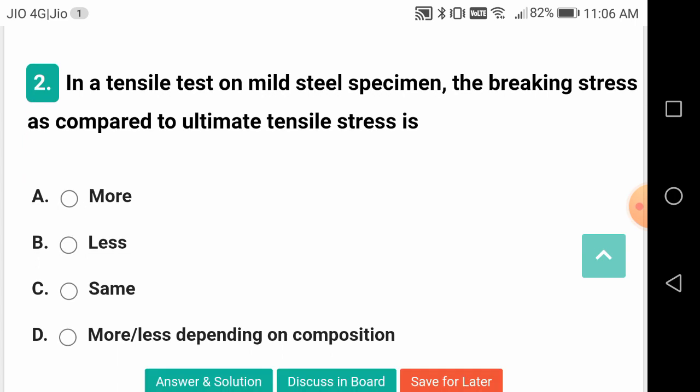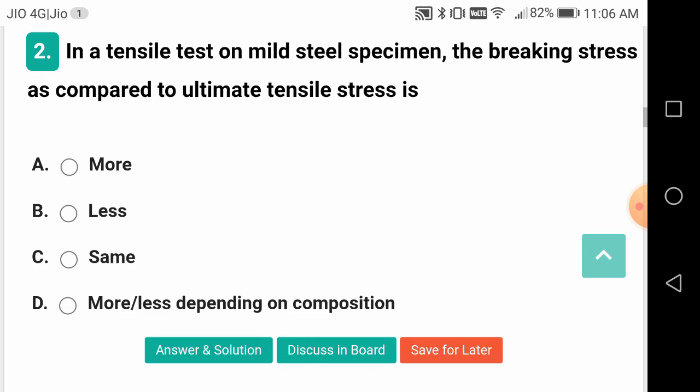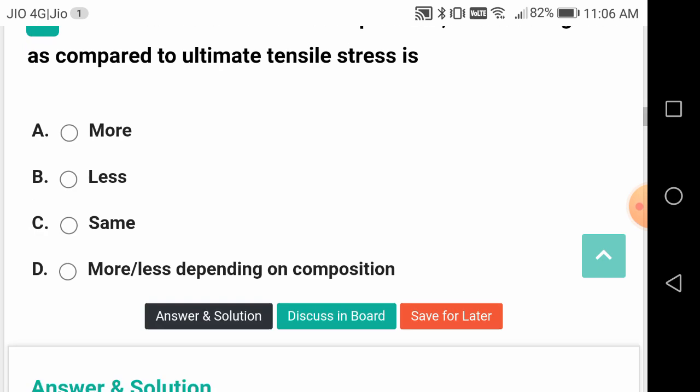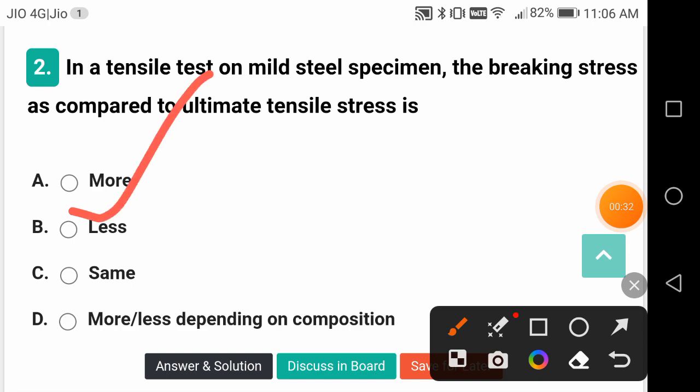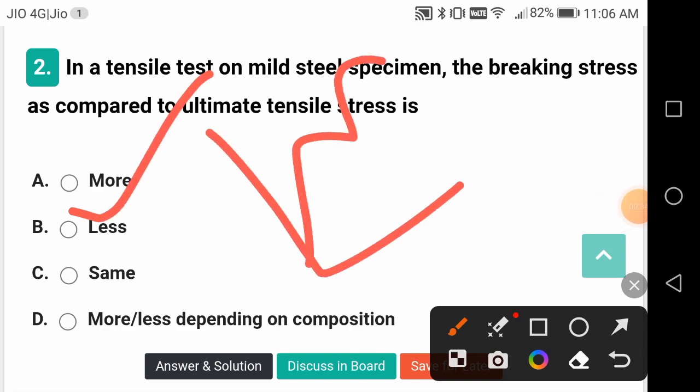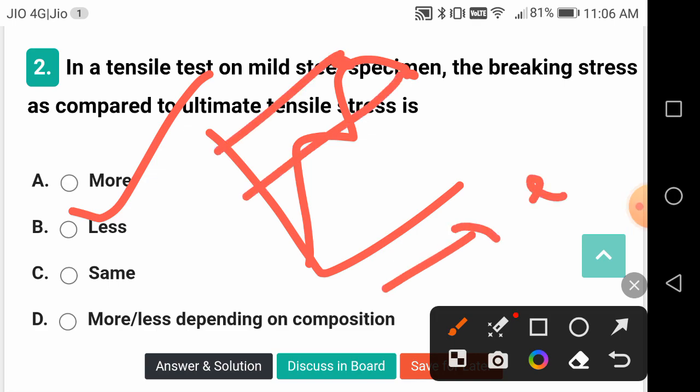In a tensile test on mild steel specimen, the breaking stress as compared to ultimate tensile stress is less. It is less. Okay, friends, your curve is like this, stress-strain curve. This is ultimate stress, this is breaking stress. So this is highest, this will be lesser. This is strain, this is stress. Stress-strain curve for mild steel.